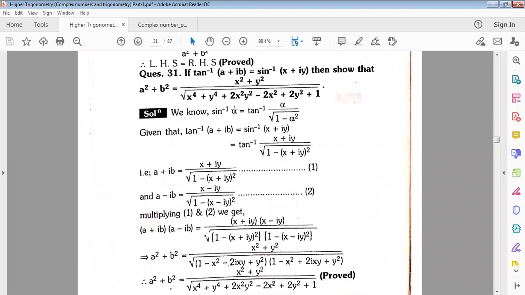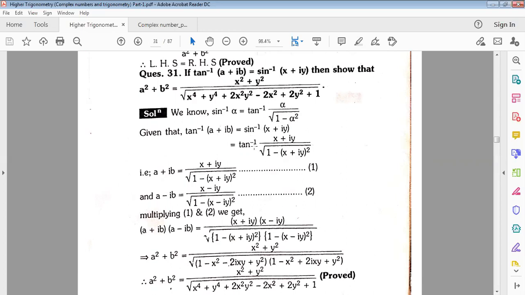We are given sine inverse. We know sine inverse A equals tan inverse A divided by square root of 1 minus A square. This is from inverse trigonometric function. Sine inverse alpha equals tan inverse alpha divided by square root 1 minus alpha square. And we are given tan inverse A plus IB equals sine inverse x plus IY.